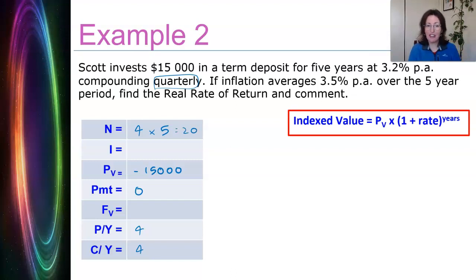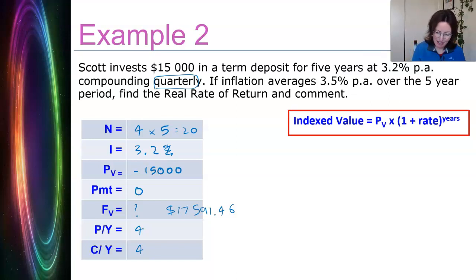What else do we know? The interest rate, 3.2%. So it's the rate of return there, not the inflation number. We don't need that percentage sign, obviously. And we're solving for the future value, which comes out to be $17,591.46. So his $15,000 has turned into that. But what is it with the inflation? What is his $15,000 when we take that into account?